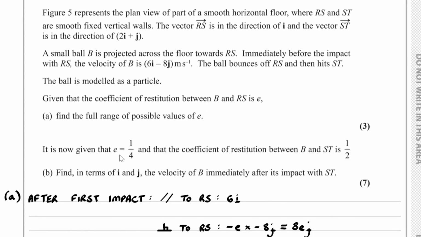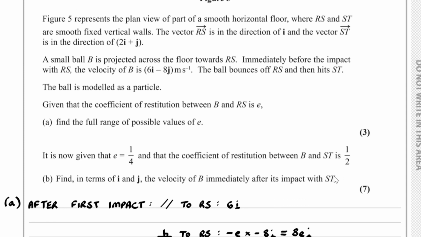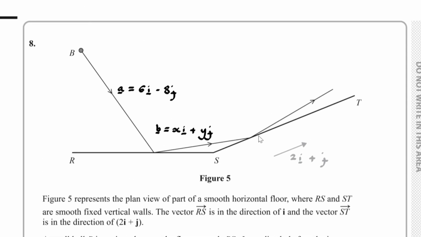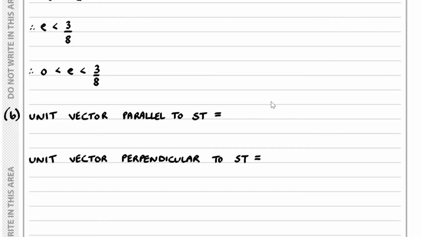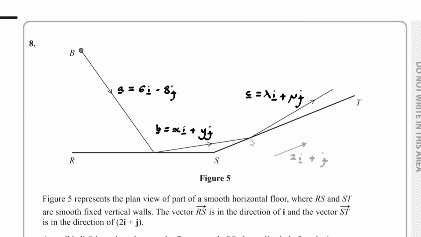Now for part B, it's given that e equals 1/4 and that the coefficient of restitution between B and ST is 1/2. We have to find, in terms of i and j, the velocity of B immediately after its impact with ST. Now let's suppose this velocity is given by C, and let's suppose it's equal to lambda i plus mu j. We need to find out what that is. So what we need to do is find a unit vector parallel to ST and a unit vector perpendicular to ST, and that would allow us to find a vector here and here.